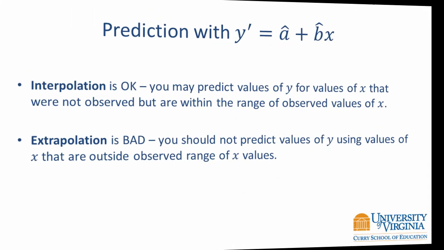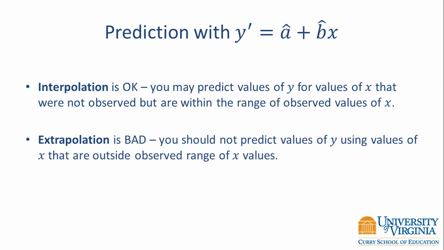There are limitations to the predictions you can make with your results. It is okay to use a value of the predictor variable x that was not observed in your data, but it is within the range of the observed values of the predictor variable. Interpolation is acceptable, but extrapolation is not.